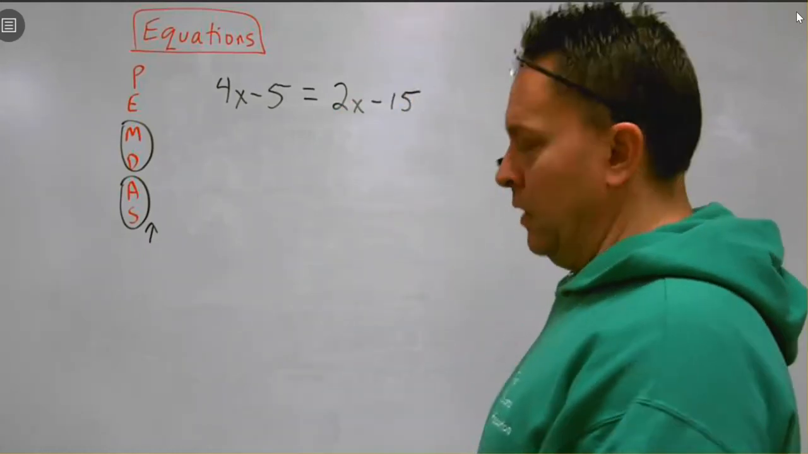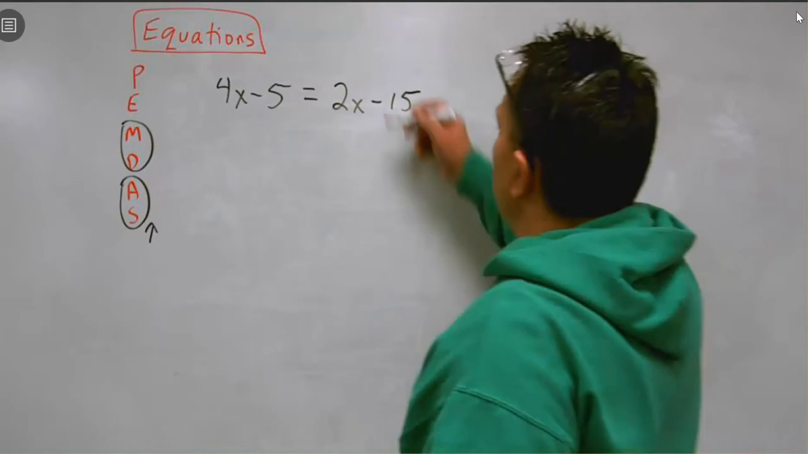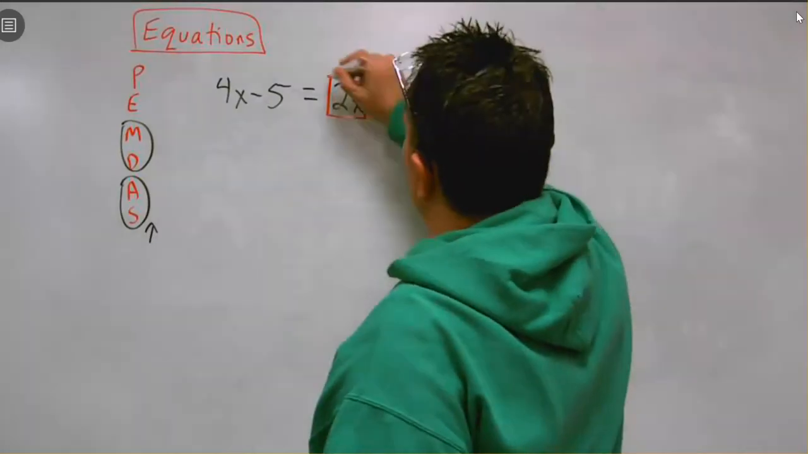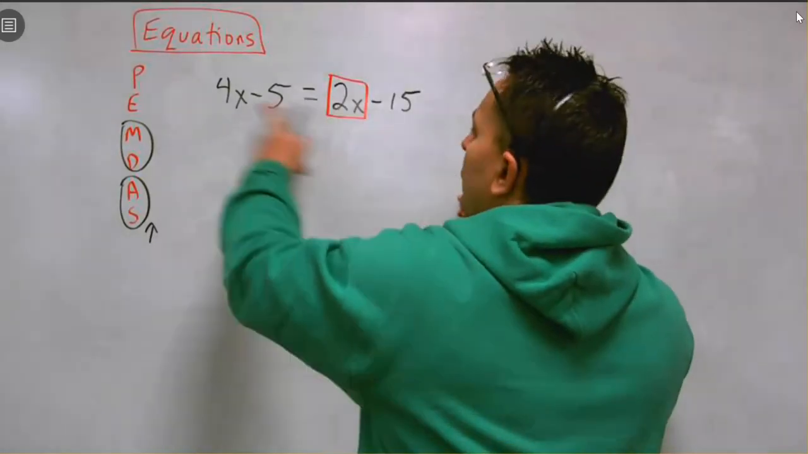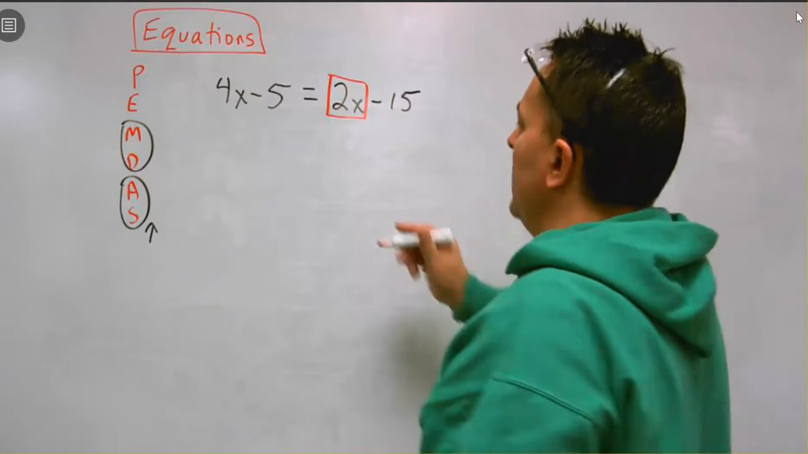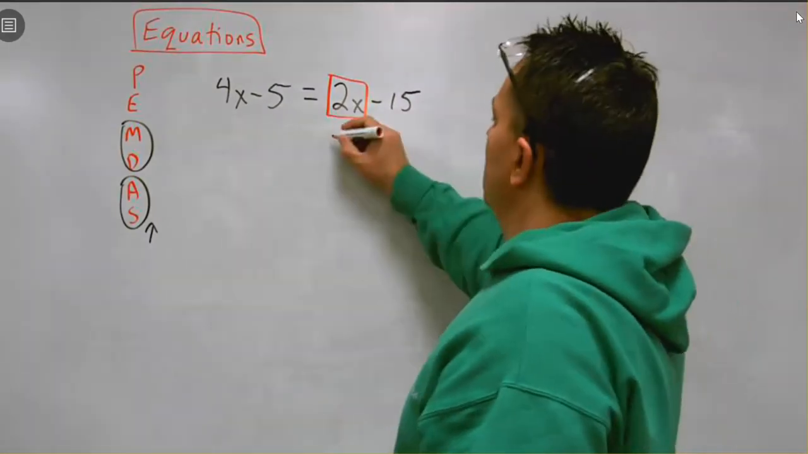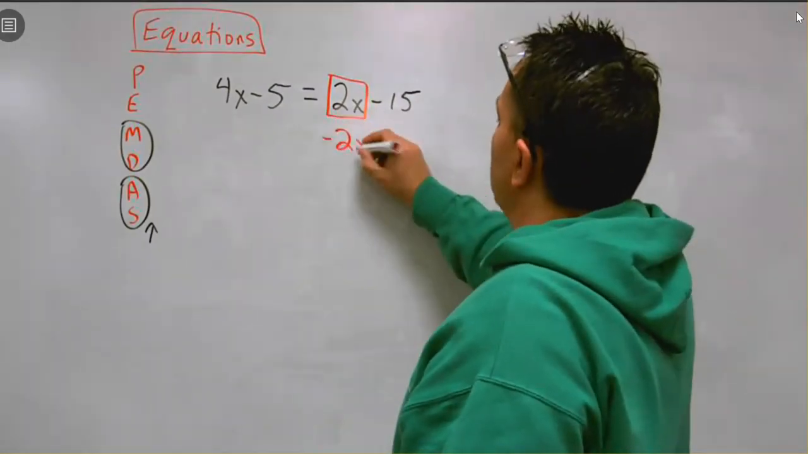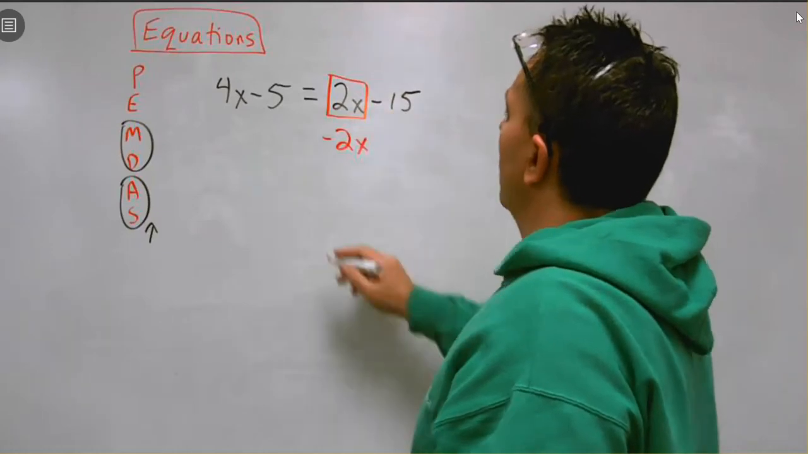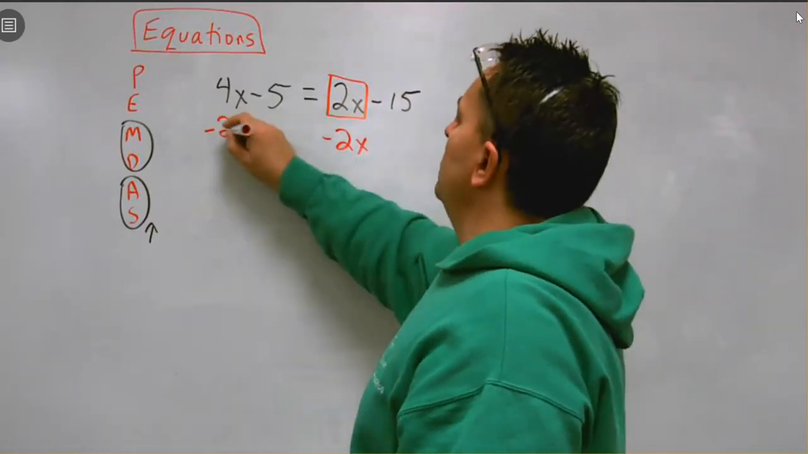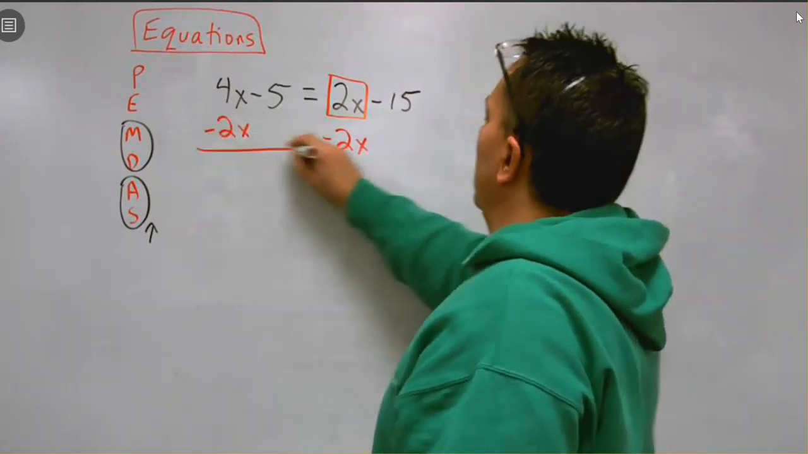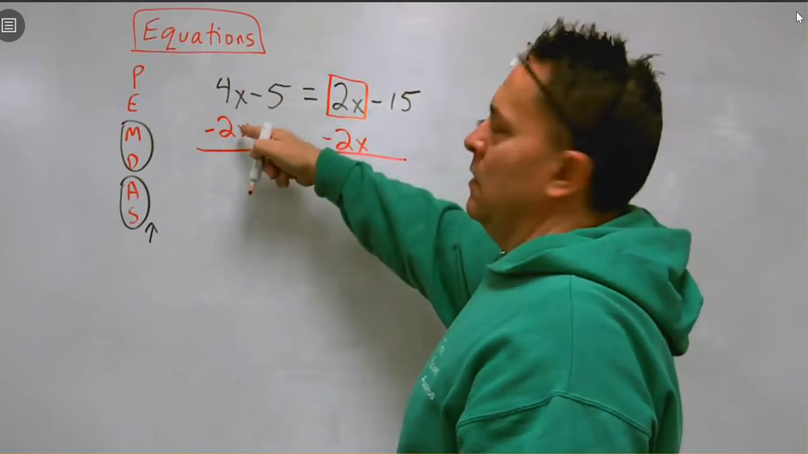So I'm going to take this 2x right here and move it over here. And when I do that, in order to move anything, I have to create an inverse. So it was plus 2x, and that becomes minus 2x. We're going to move it over by its buddy on the left side of the equal sign.